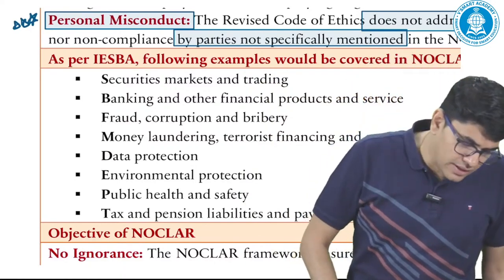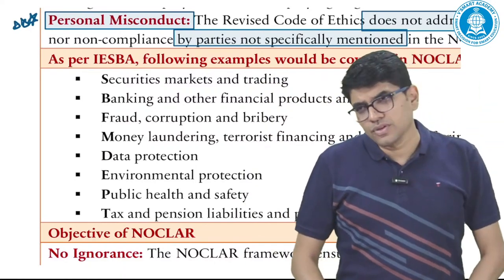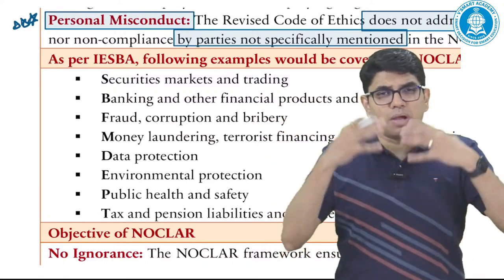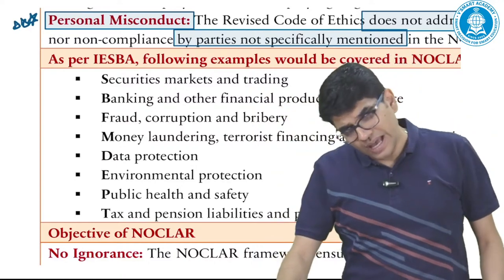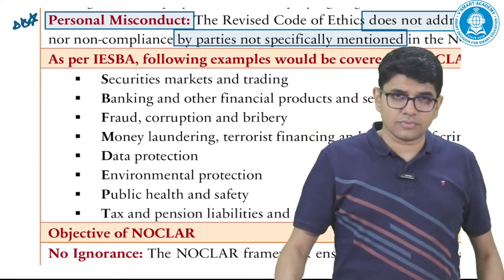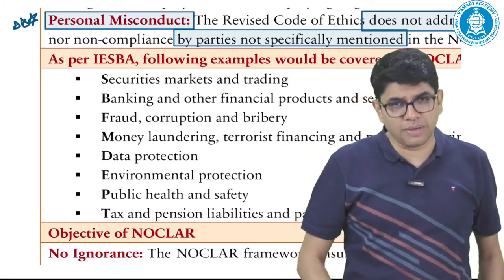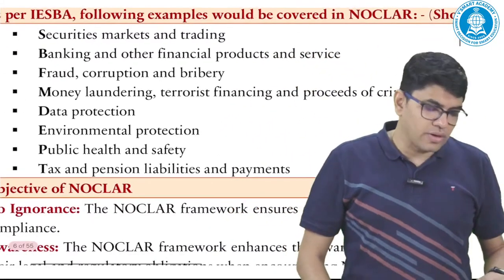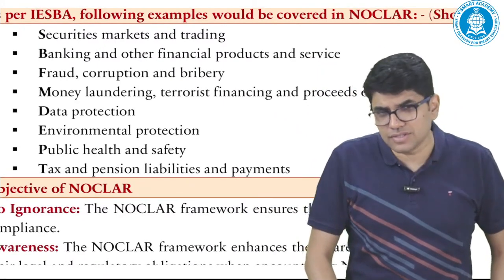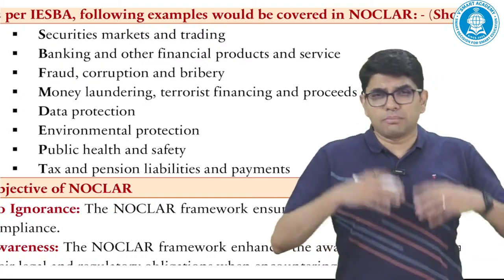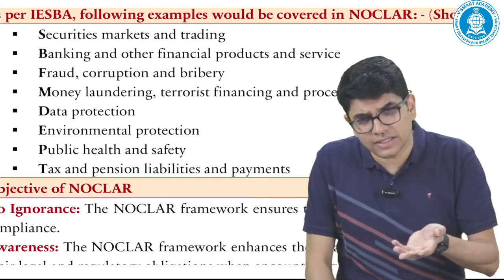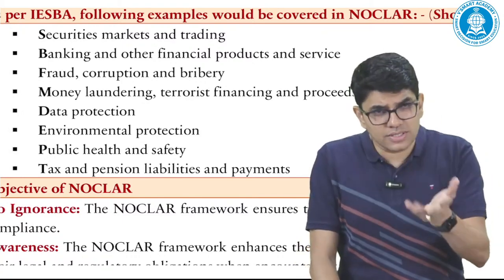Okay. S stands for securities, market and trading. So, laws which are applicable to securities, markets and trading: SEBI Act, SEBI regulations. In these laws, you may find non-compliance. Then, B stands for banking, and other financial products and services. So, when you're doing a bank audit, there can be non-compliance of the Banking Regulation Act, then RBI circulars.